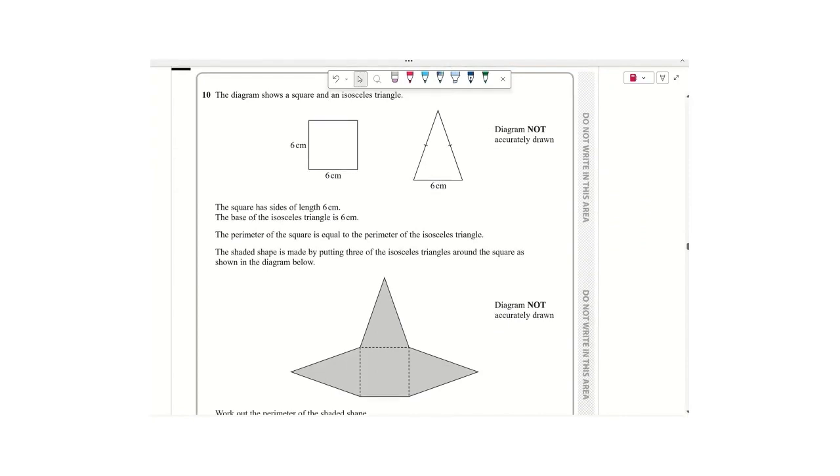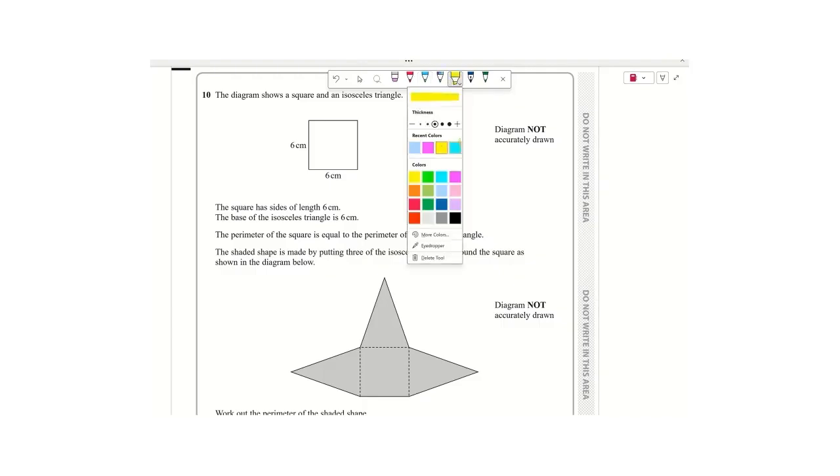Number 10, we've got a square and isosceles triangle. So the thing about a square is all the same sides are the same length. And for an isosceles triangle, the 2 sides that they've shown you with these little lines on here are the same length. Yeah, so those mean that those 2 sides are the same. The perimeter of the square is equal to the perimeter of the isosceles triangle.